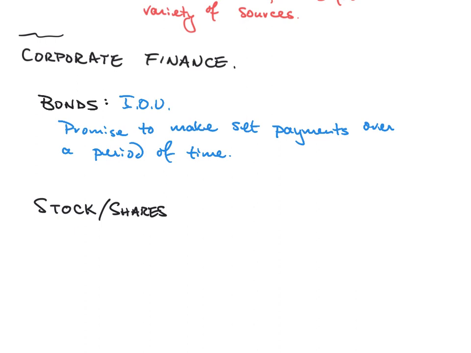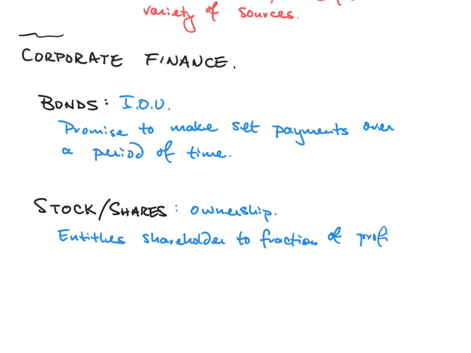Okay, a stock or a share is technically ownership of the company, but what people really think about is that it entitles the shareholder to a fraction of profits. Okay. Again, technically, the people who own stocks in a company are the owners of the company. And I talked about this maybe a month or two ago, what a corporation is.